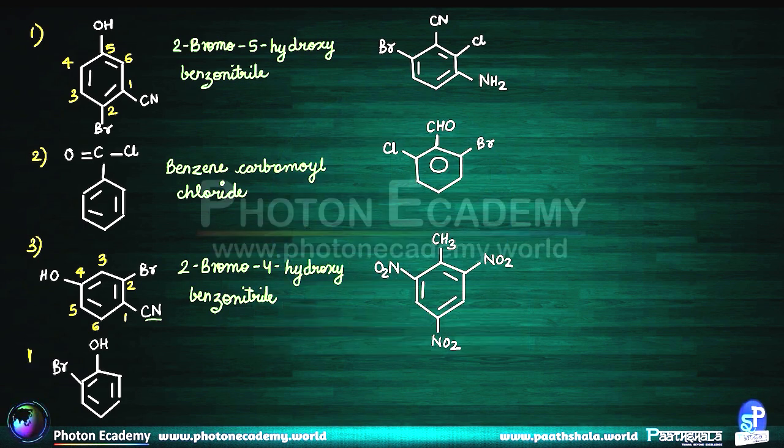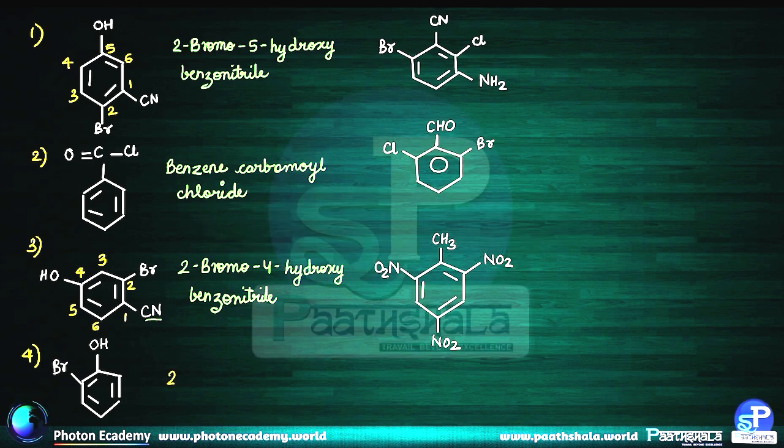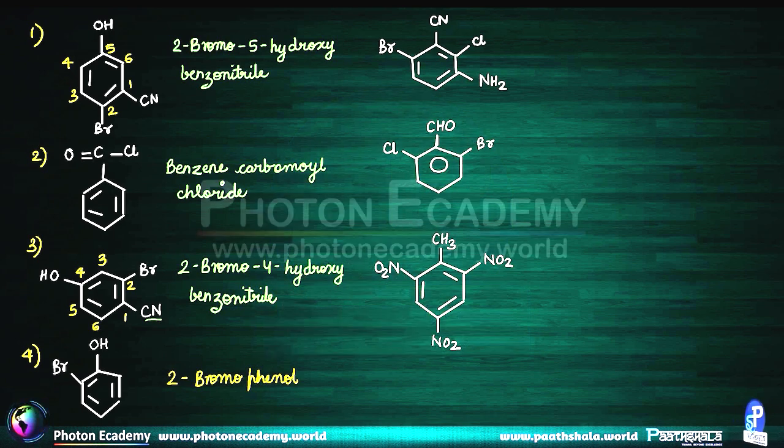In this fourth one that we have over here, we have the appearance of OH and Br, and we know that OH is what is considered with a ring, and therefore the name of this compound will be, at 2 we have bromo, so we can call this 2-bromo, and then this OH phenol. So this is 2-bromophenol, or we can say that this is 2-bromo benzenol.